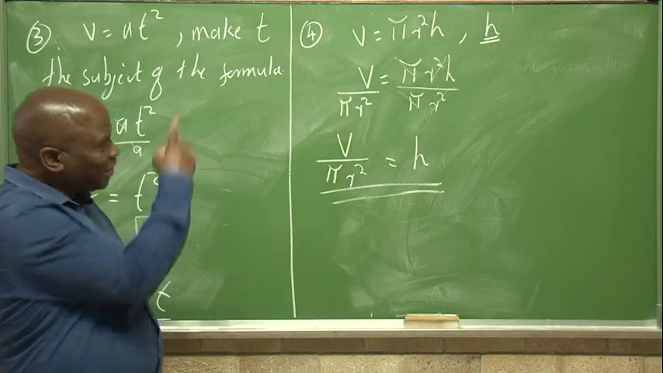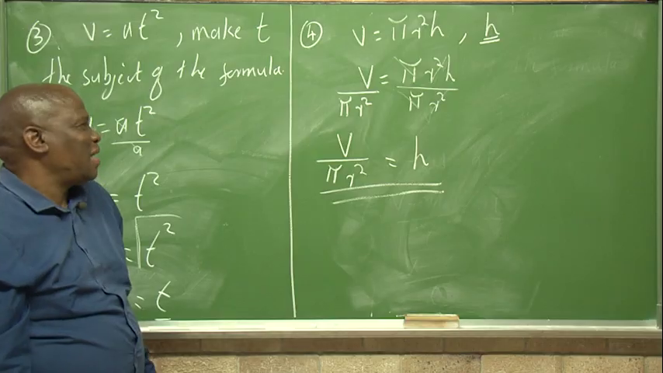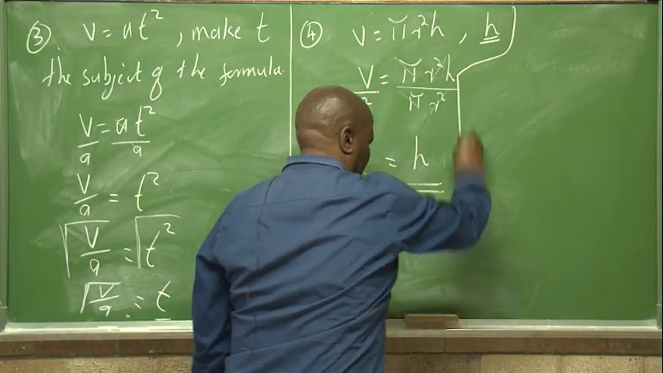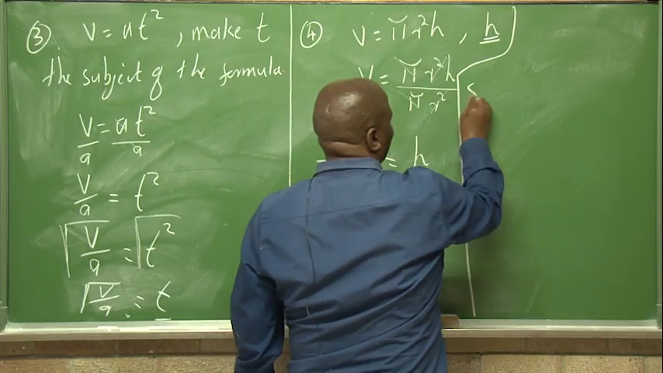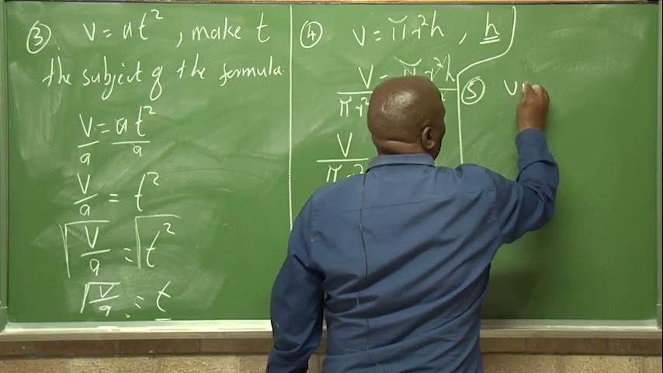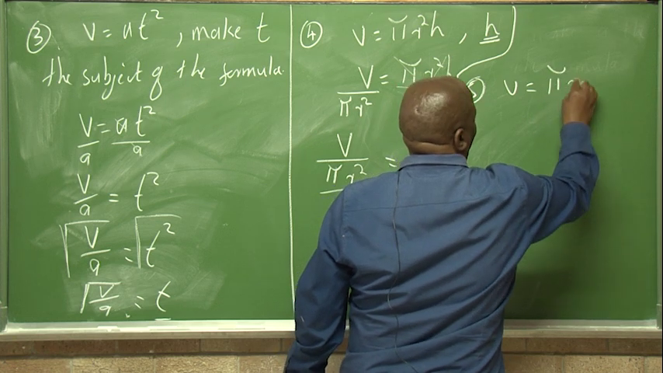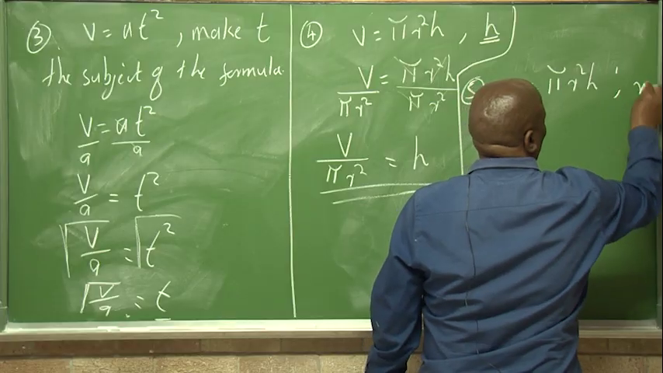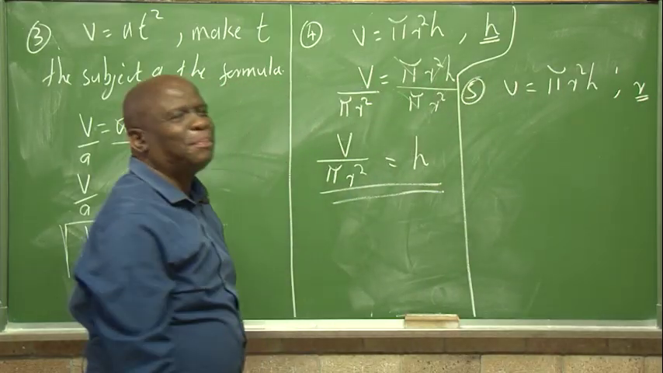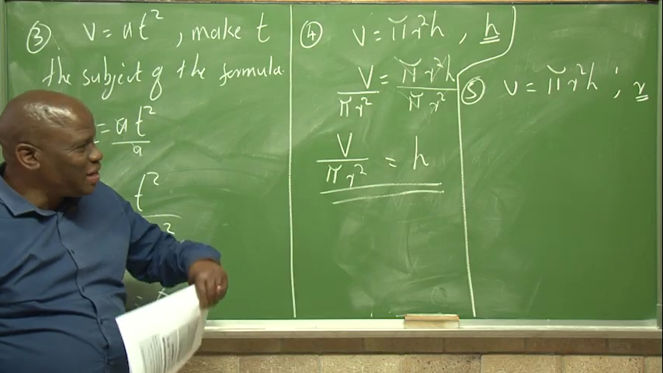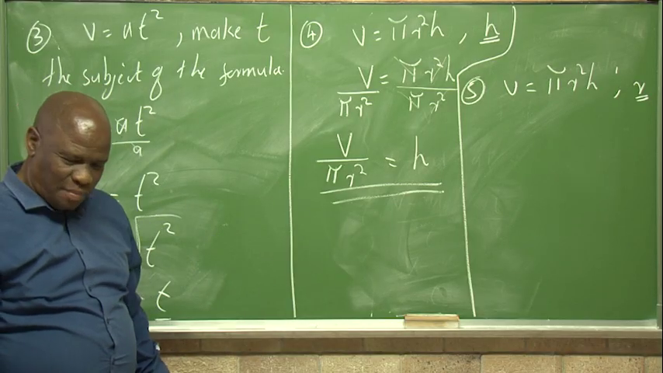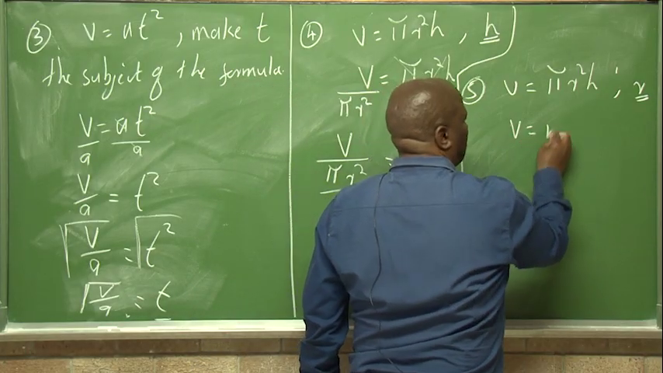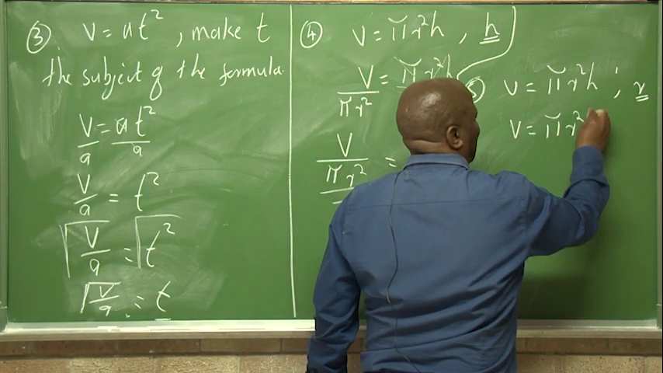Using the very same formula, I can ask you differently, like this. In this case, example number 5, you have v, which is equal to pi r squared h. Now, in this case, I'm going to ask you to make r the subject of the formula. Rewrite the formula as it is. V is equal to pi r squared h.